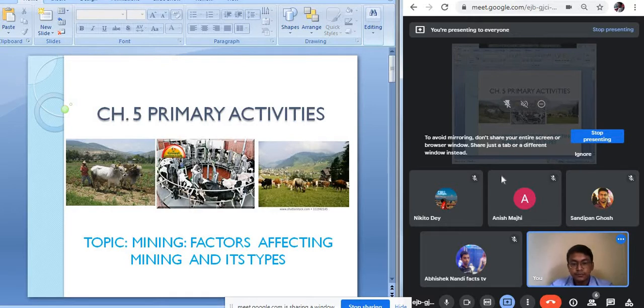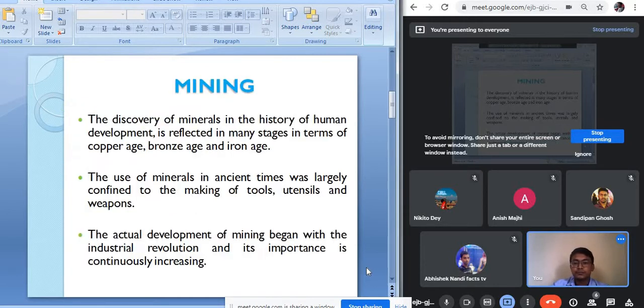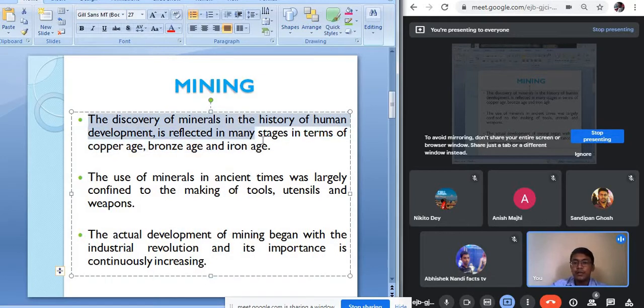I think you all have some information about mining, isn't it? Basically in mining, we extract the different minerals which are deposited in the interior of the earth, at the earth's crust, in different layers of the earth's crust actually.